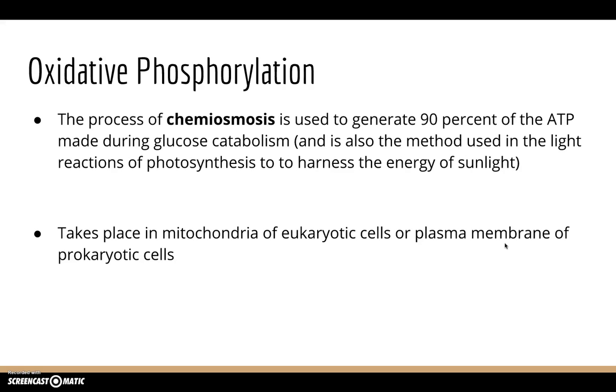The next mechanism is known as oxidative phosphorylation. 90% of the ATP generated during glucose catabolism comes from chemiosmosis, a process of ATP production in cellular metabolism. This takes place in the mitochondria of eukaryotic cells or the plasma membrane of prokaryotic cells. The process of using chemiosmosis in the production of ATP is called oxidative phosphorylation because of the involvement of oxygen in the process.